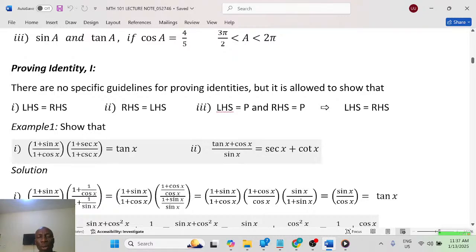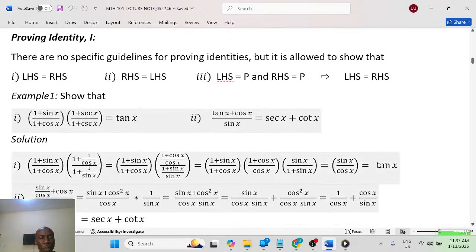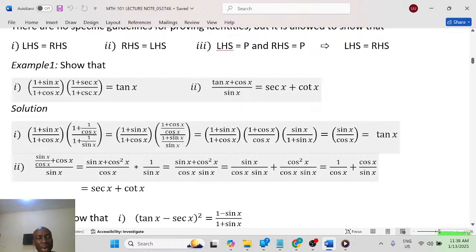Number 2, you have tan x plus cos x divided by sine x is equal to sec x plus cot x. Now let's come back to the first example. In the first example, you have (1 plus sine x) divided by (1 plus cos x), bracket open, you have 1 plus, we know that sec x is the same thing as 1 all over cos x. We know that cosec x is the same thing as 1 all over sine x. So that is why in the second bracket, we have 1 plus 1 all over cos x, over 1 plus 1 all over sine x.